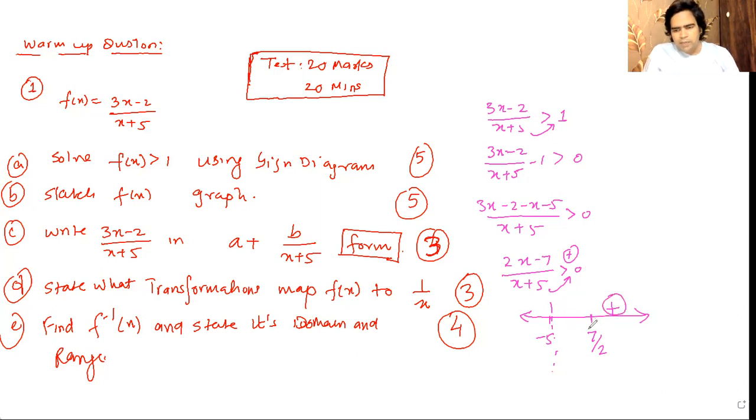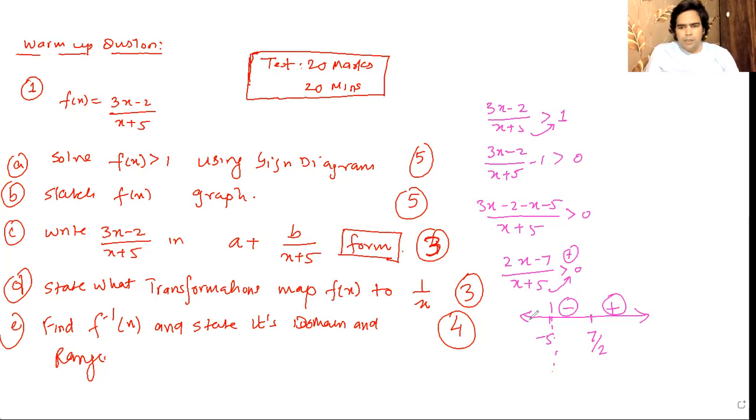In between negative 5 and 7 over 2, if I pick 0, you can clearly see that it's negative. And anyway, since 7 over 2 is a root, the sign diagram has to have a different sign about the root. It is important because about the root, the graph switches from a positive y value to a negative y value and so on.